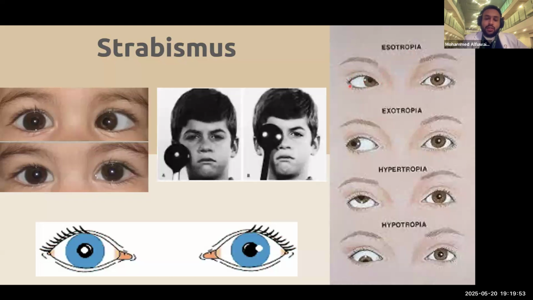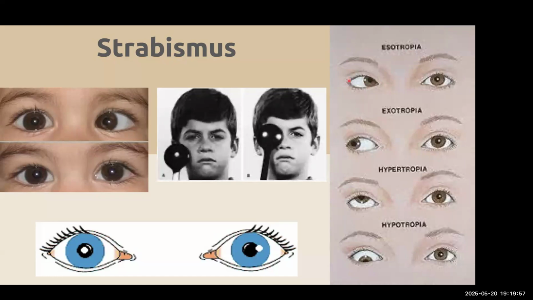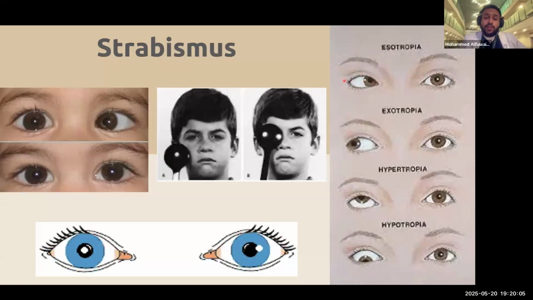So what muscle is defective in this case? Take a guess. Abducens. This is the nerve. Correct. The muscle is lateral rectus. The lateral rectus is defective in this case. It can't contract to abduct the eye anymore.